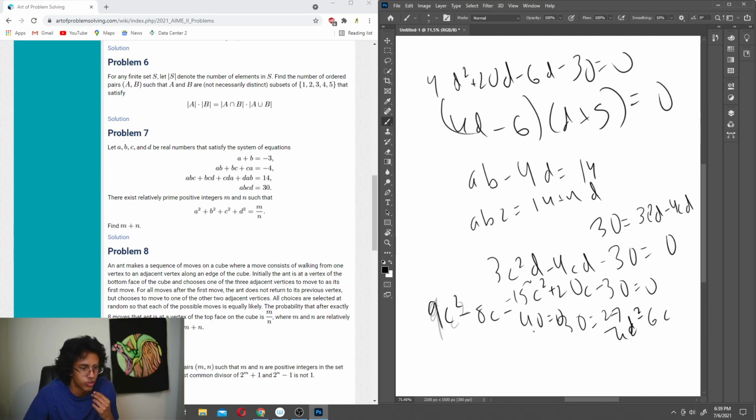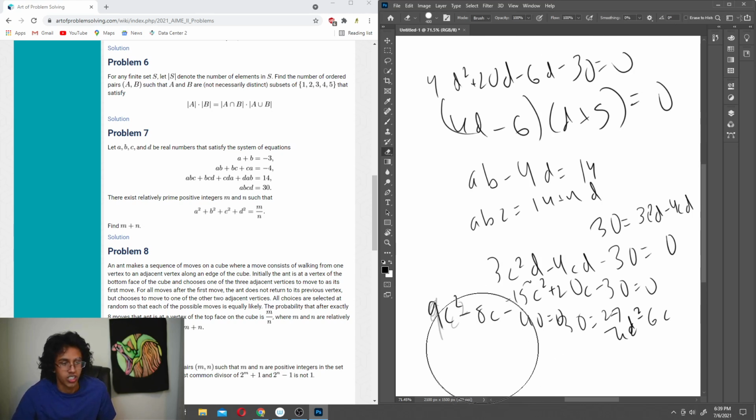Actually, if we do a 2, what do we got? We could do 4, 2, and then 9 over here, no, that doesn't work. We could do 9 over here, 36, and 10, that doesn't work either. So I guess our C does have to be an irrational number, which is not ideal. Bruh, that's not nice.